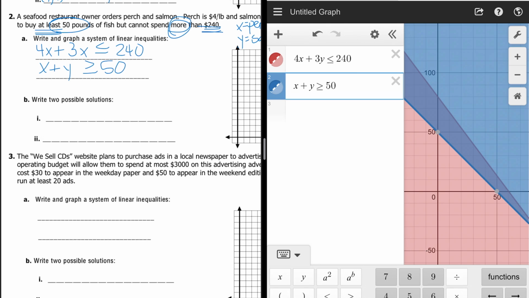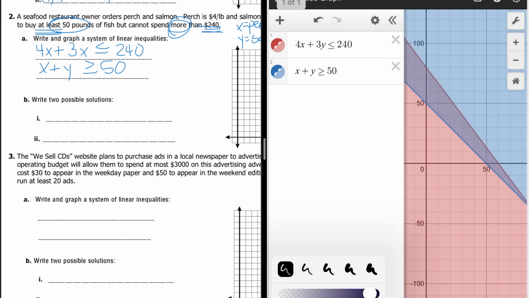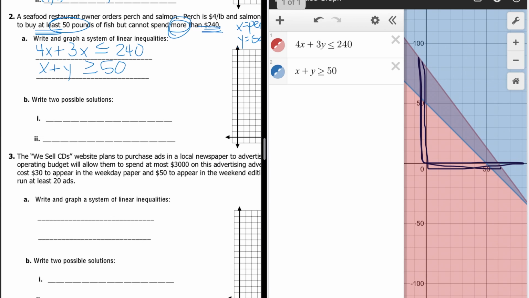All right, and so what we're going to do is look in the shaded area. We're going to stay here in the positive x and positive y. So anything in here would be an acceptable amount of fish that we could buy. If that's going by 50s, the axes must be going by 10s. This would be 10, 20, 30, 40, 50, 10, 20, 30, 40, 50. So for example, this point right here would be 20, 40. This point right here would be 80, 40.